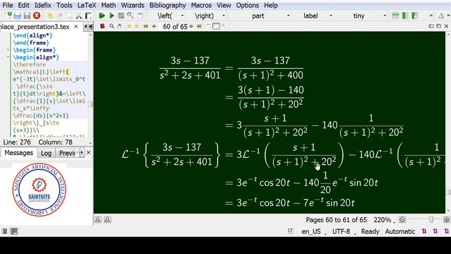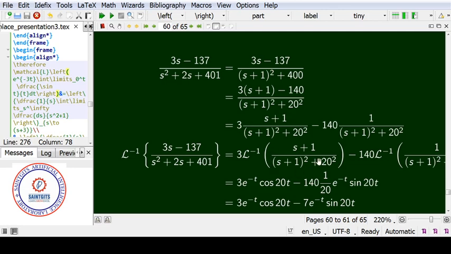That is s by s square plus 20 square, s divided by s square plus 20 square. That is cos form, cos at is here, cos 20t, minus. I take 140 here. Then 1 by s square plus a square is 1 by a sin at. So 1 by a is here, 1 by 20, into, here also shifting happens. So e raised to minus t into sin 20t.